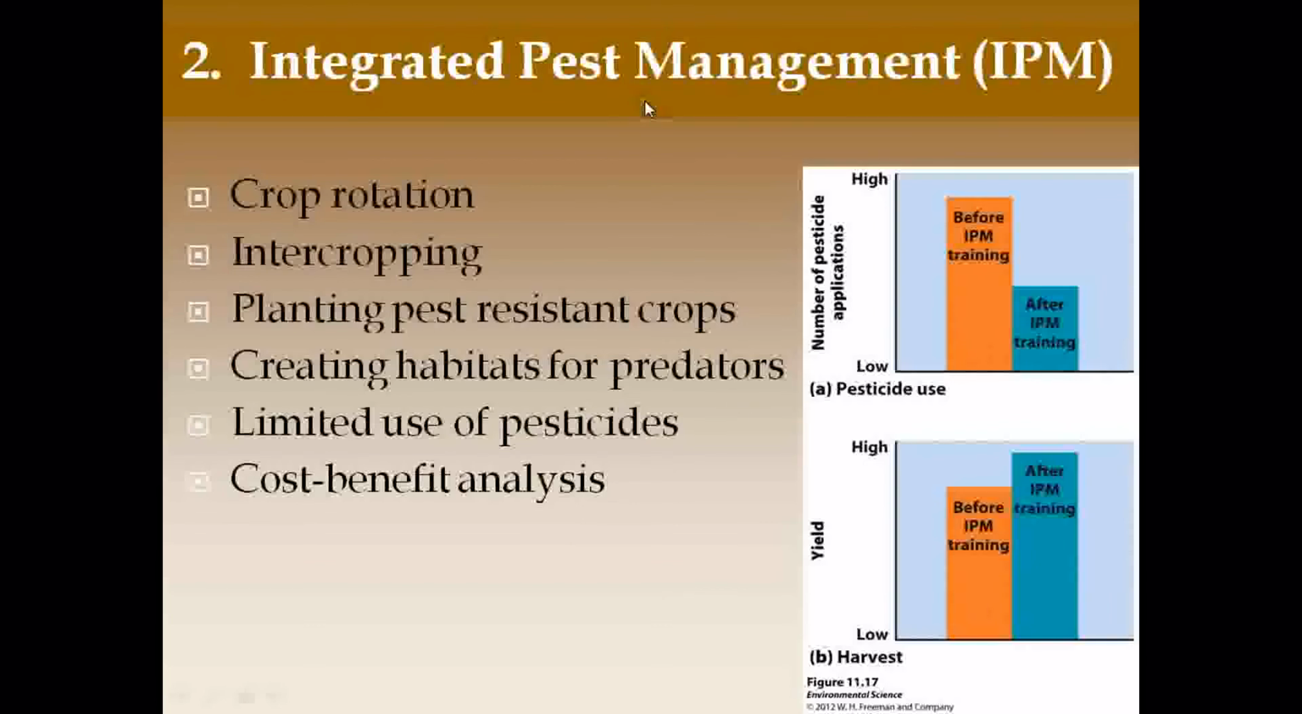The important thing about IPM is there's a limited use of pesticides and cost-benefit analysis is used. The farmer knows how much to apply and not waste his money. And you can see from this graph that's on page 299, after farmers are trained in IPM, there's a much lower, cut in half, the amount of pesticide that's used. But look at the yields. There's actually a better yield for the farmer after they receive their IPM training. This is the solution to pest management in the modern farming world. IPM.